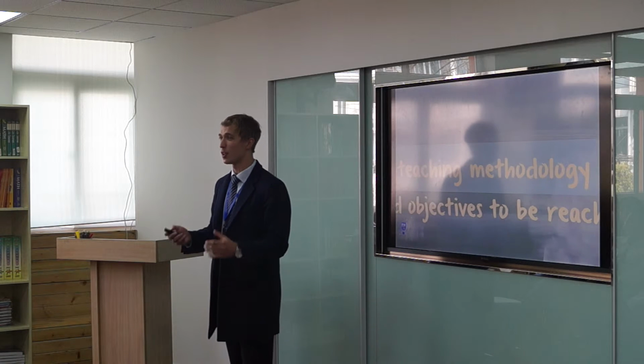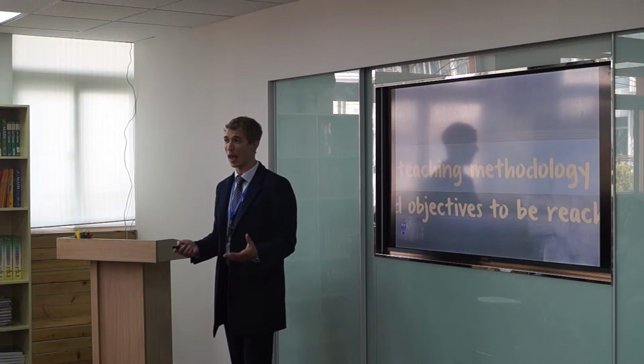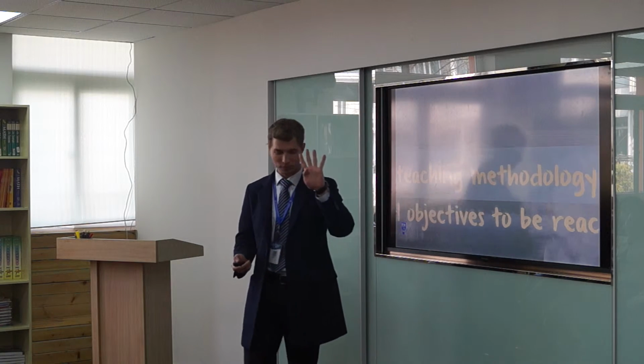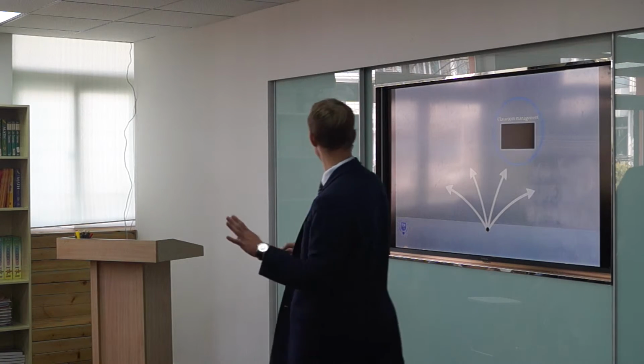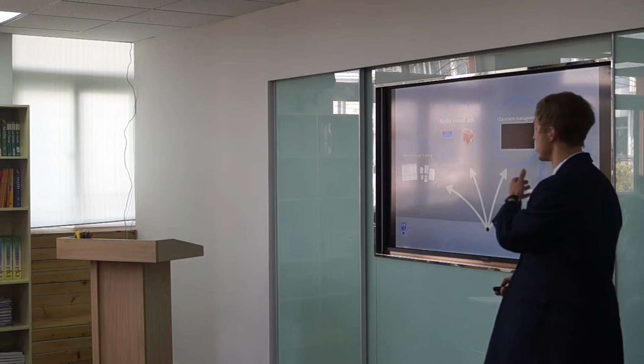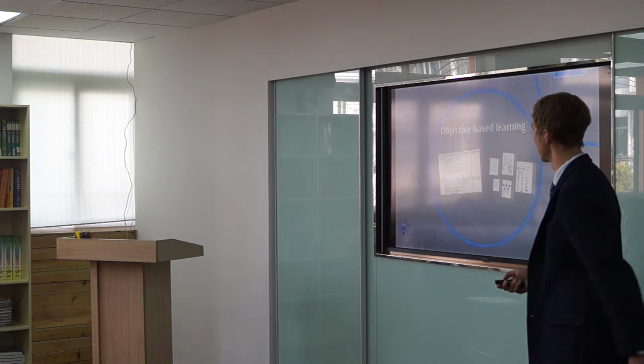Now it's time to talk about teaching methodology. Basically, what happens inside the classroom. And here we need to talk about 4 things. First is classroom management. It's really important for teachers at this stage to know how to control the class. Second, it's objective-based learning. Third, audiovisual aids. And finally, additional materials. So let's break it down.